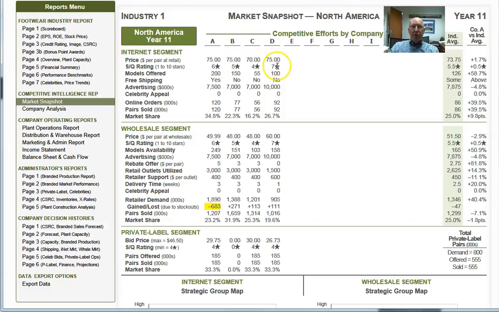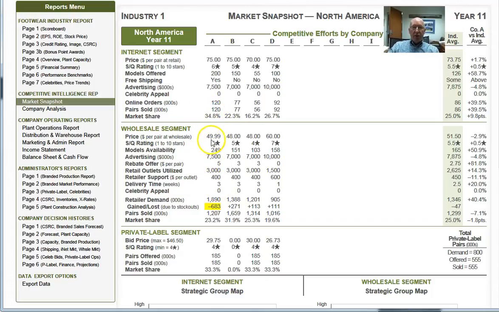here, same price where their shoe is better, but I have more models. And again, do not underestimate the power of models. I was the only one offering free shipping, which is the equivalent of about a $3 price break. And so it makes sense that I picked up a lot of market share.